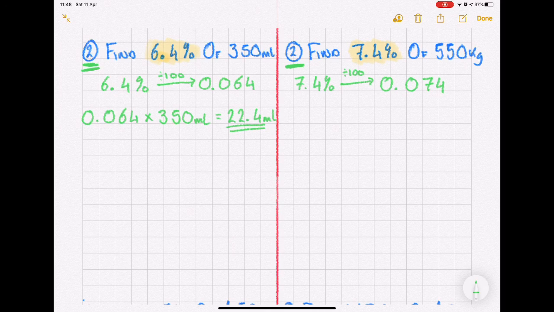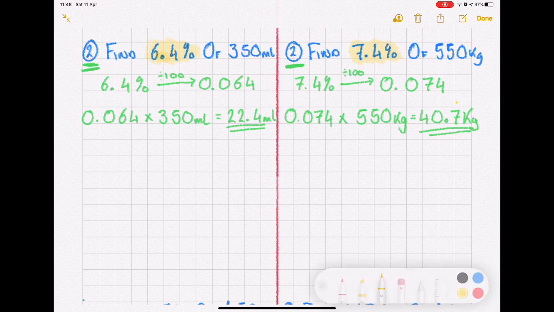We then take our multiplier, 0.074, and we times that by our amount, which is 550 kilograms. And if we type that into a calculator, we end up with 40.7 kilograms as your final answer. If you got that, give that some ticks there. Well done.